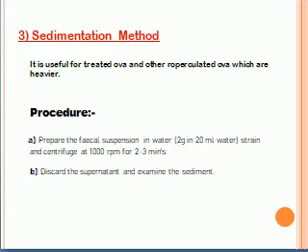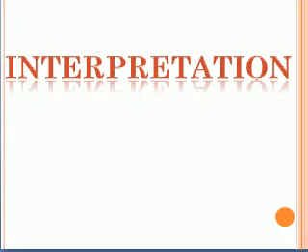The procedure is, prepare the faecal suspension in water, strain and centrifuge at 1000 RPM for 2 to 3 minutes, and then discard the supernatant and examine the sediment under the microscope.